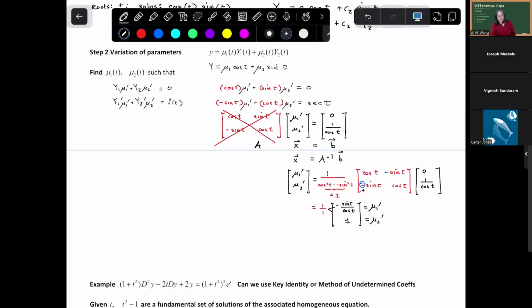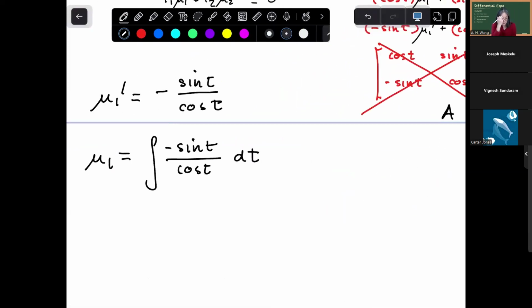Okay. And so now you say mu1 prime equals negative sine t over cosine t. So we're going to get mu1. We're going to integrate negative sine t over cosine t dt. Okay, what do we do? Use substitution. And what would be your u? Cosine t. And what's your du?